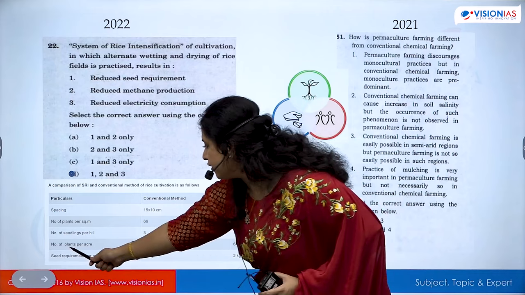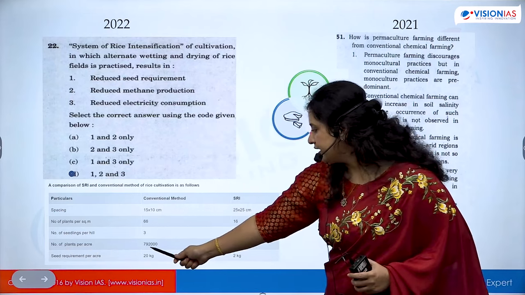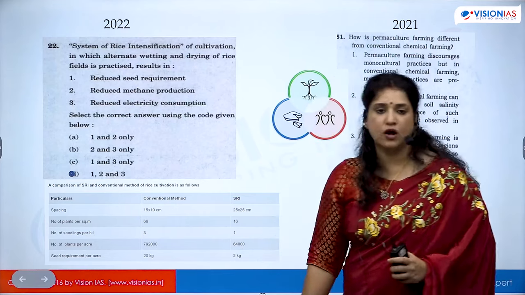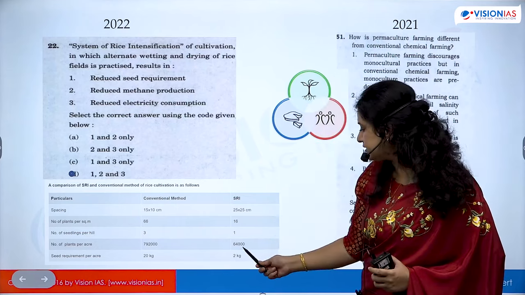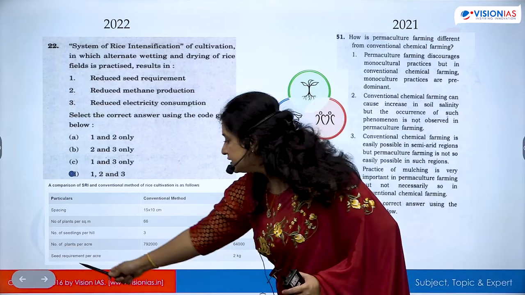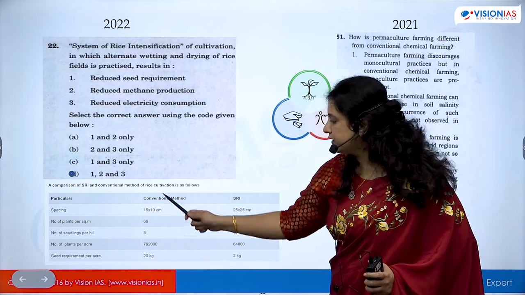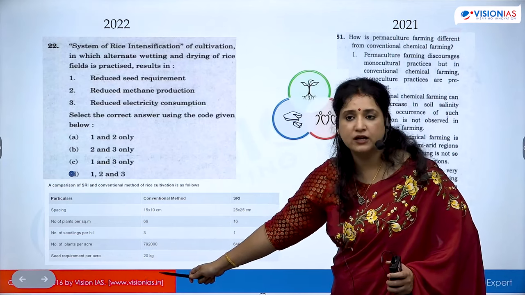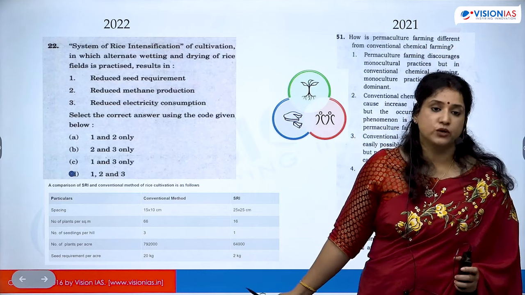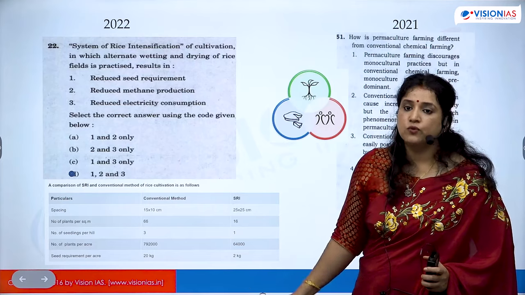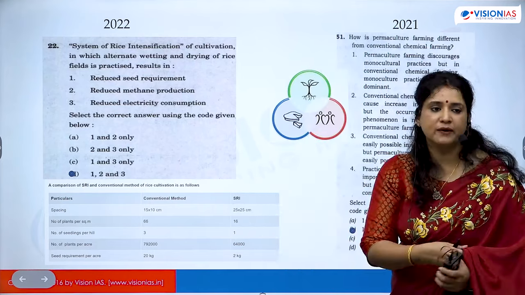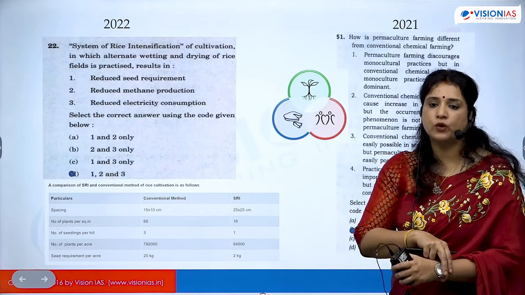Again, number of plants per acre. If you see how many there will be, this is around 7,92,000. But here in this, it will be 64,000 roughly. Seed requirement per acre in a conventional method will be 20 kg. But under system of rice intensification, it will be 2 kg only. Okay. So, why people are not following it is obviously because the fewer the seeds, perhaps the yield will also be less. That means the output will be that much less.